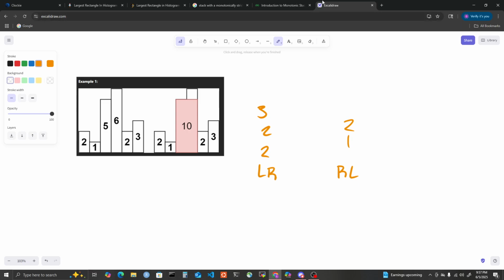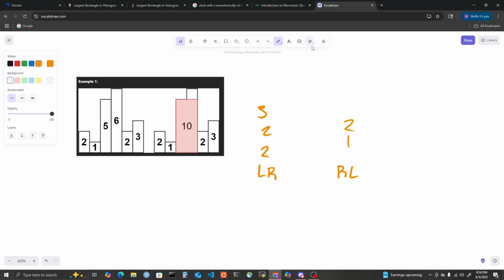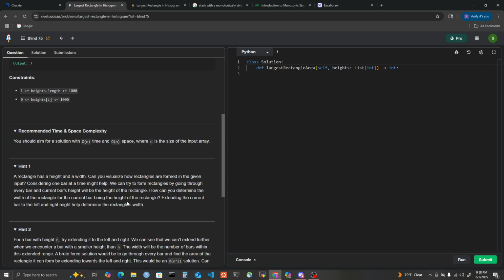Is that what we're talking about? I don't think that's what we're talking about. Is it the top? To me, it seems like the top of the stack is just going to be the last thing, regardless. Yeah, I don't know.